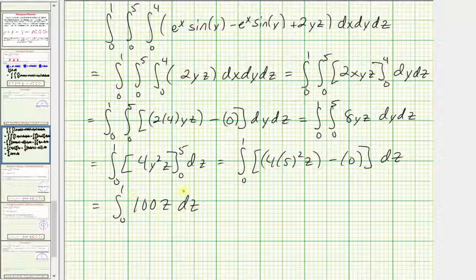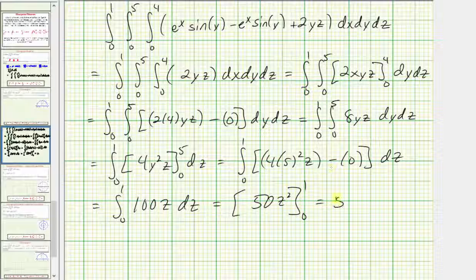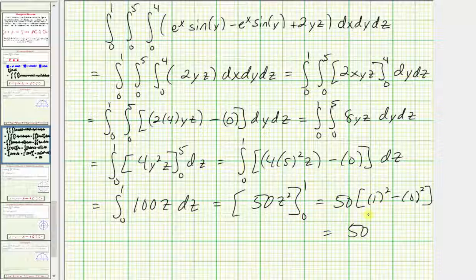And now we integrate with respect to z, so we have an antiderivative of 100 times z^2 divided by 2, which would be 50z^2. Evaluating here, we just have 50 times the quantity 1 squared minus 0 squared, which is just equal to 50 times 1, or 50. So the value of the given surface integral, or the flux integral, is equal to 50.